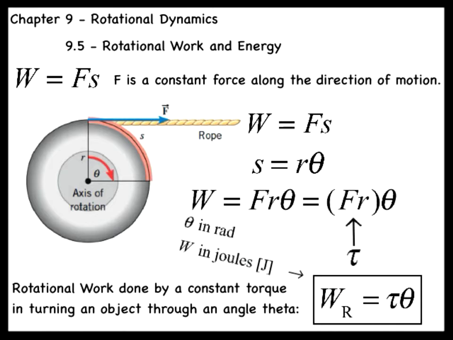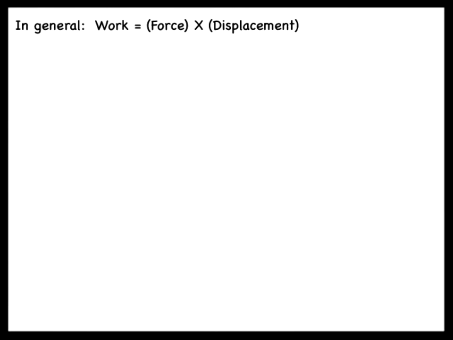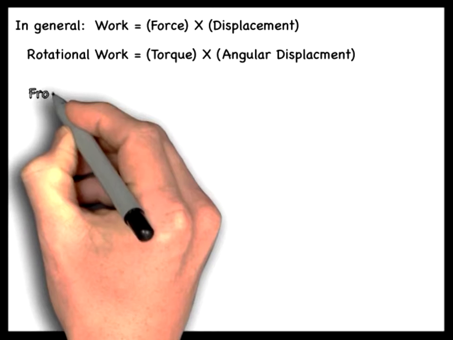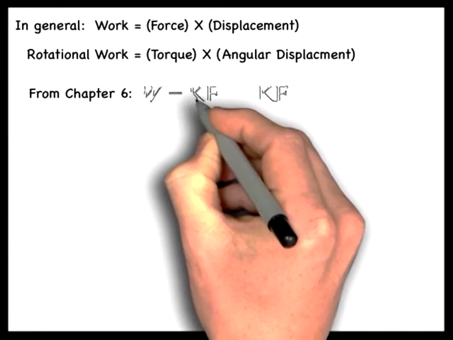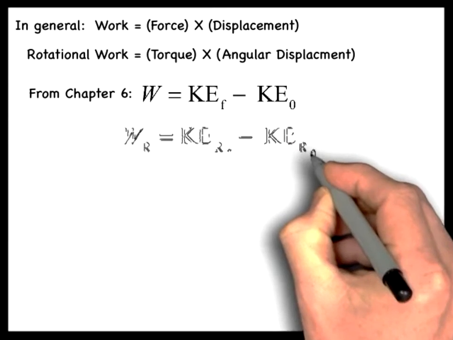We might have expected this result for the rotational work. Since work in general is force times displacement, rotational work should be equal to rotational force, or torque, times angular displacement, or theta. From Chapter 6, we showed that the work done on an object by the net external force was equal to the change in the object's kinetic energy. Likewise, the rotational work done by the net external torque must be equal to the change in an object's rotational kinetic energy.